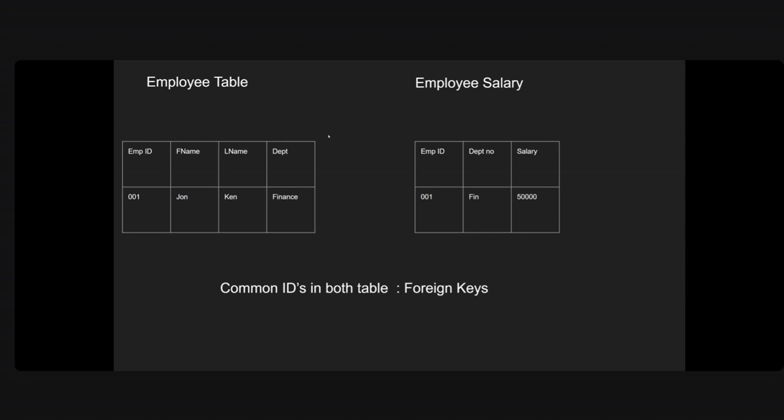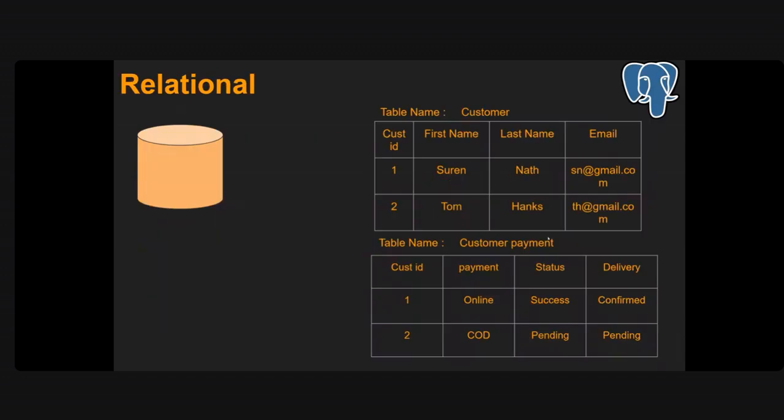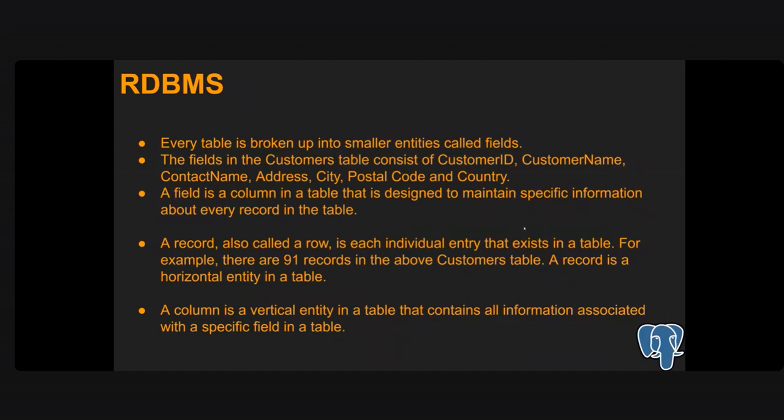So in one table, just forget about this table. In one table, if you have one unique ID, we call this the primary key. Primary key. And when this reference is there in another table, it is called the foreign key. Using this reference from the other table, you can fetch the data by joining these two tables.